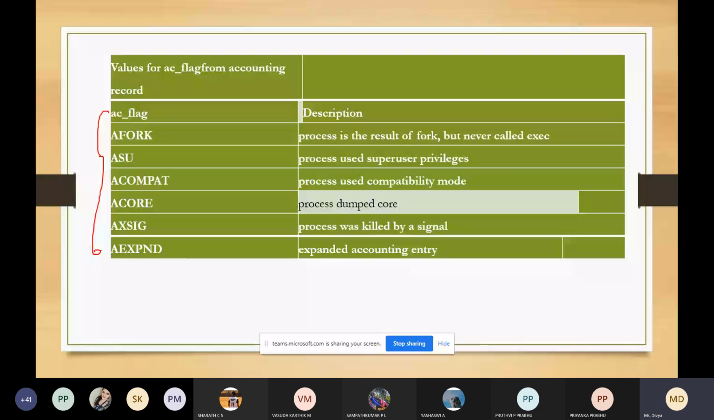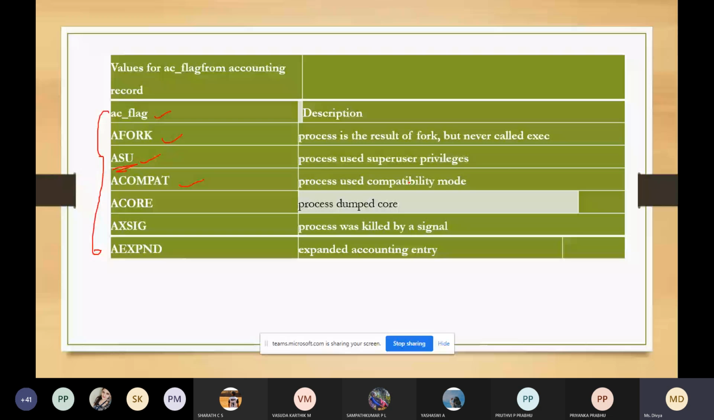So here we have different informations. You can go through this. The first one will give you that the process is a result of fork but never called exec. Then another flag value will give you all the information of the process used by the super user, with the root permission. Then this flag value can be used for a process in the compatibility mode.